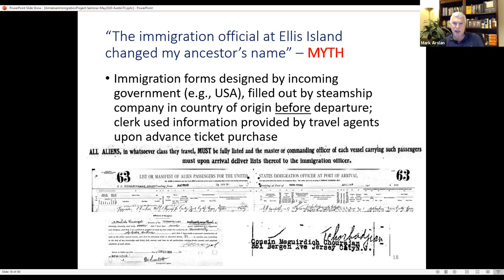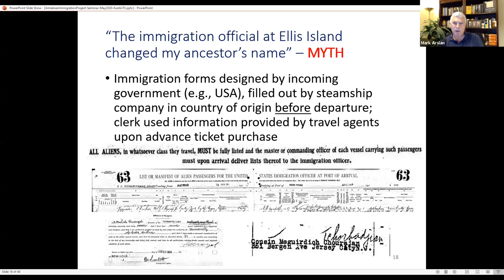Starting in 1907 is really when the form took its most robust format. Prior to that, they didn't even ask what the birthplace was. They said, what was your last place of permanent residence? But it wasn't until 1907 they really said, where were you born? Actually, late 1906. And then at that same time, they said, who were you leaving in the old country?